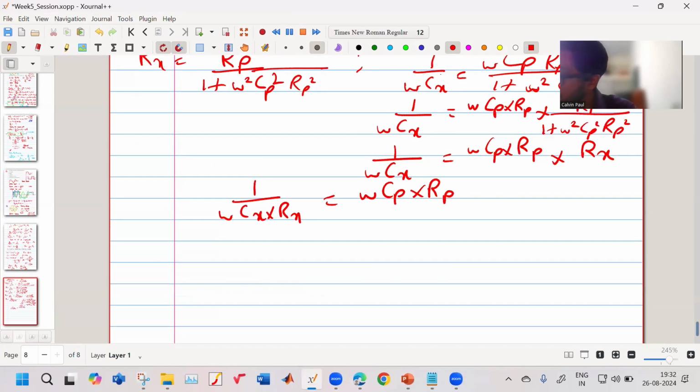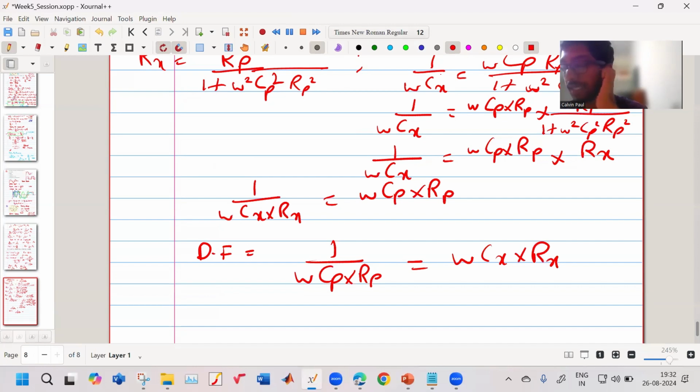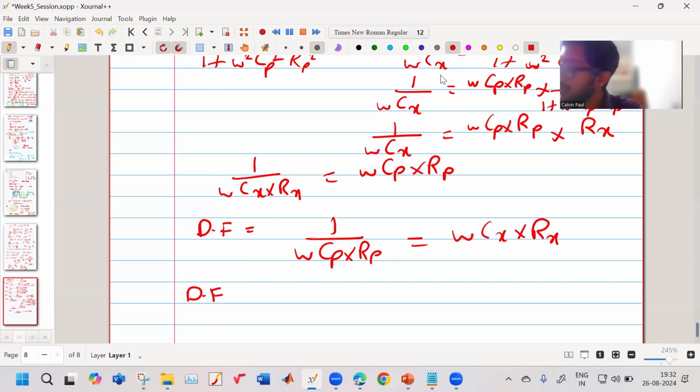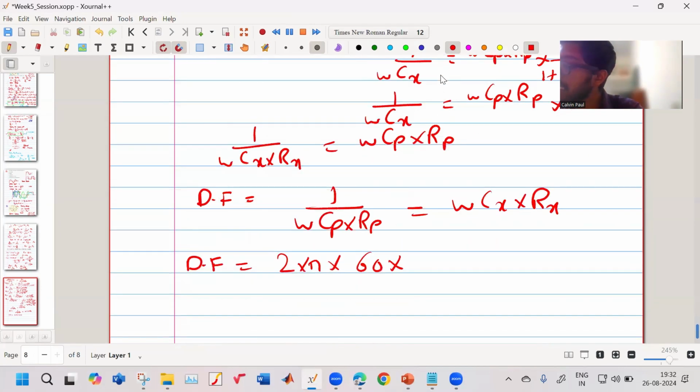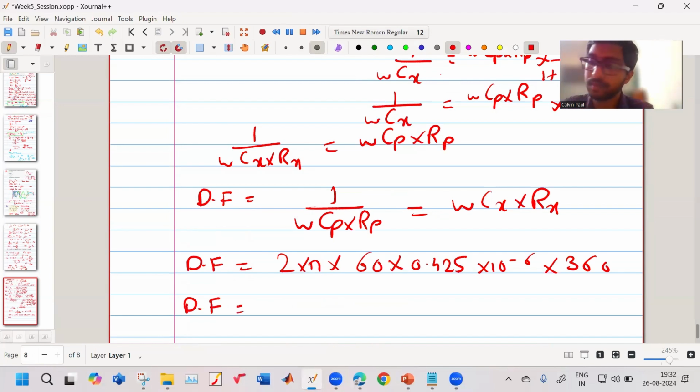Now what is my dissipation factor? My dissipation factor is actually 1 upon omega Cp into Rp. And that actually is equal to omega Cx into Rx. And I know Cx, Rx, I know omega. So my dissipation factor is equal to 2 into pi into 60 into Cx. What is my Cx? Cx actually is 0.425 microfarad. And my Rx is 360. So can you calculate and tell me what is my dissipation factor?